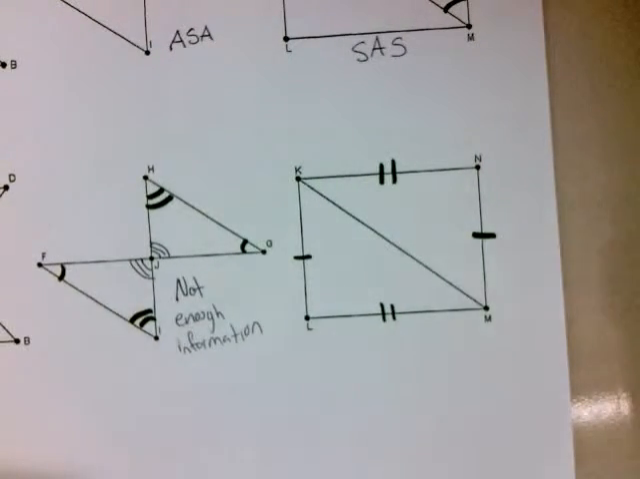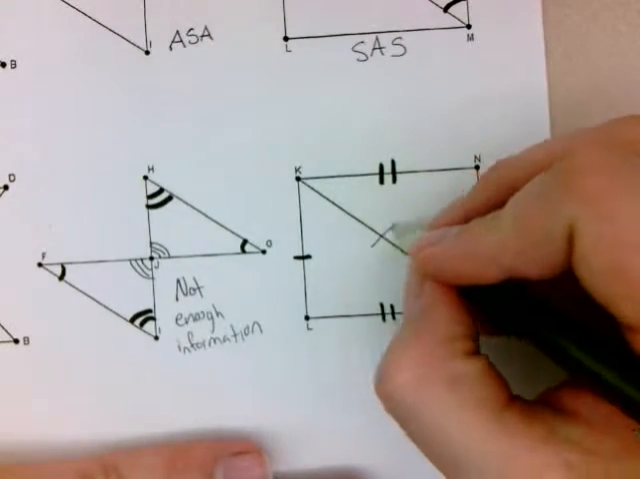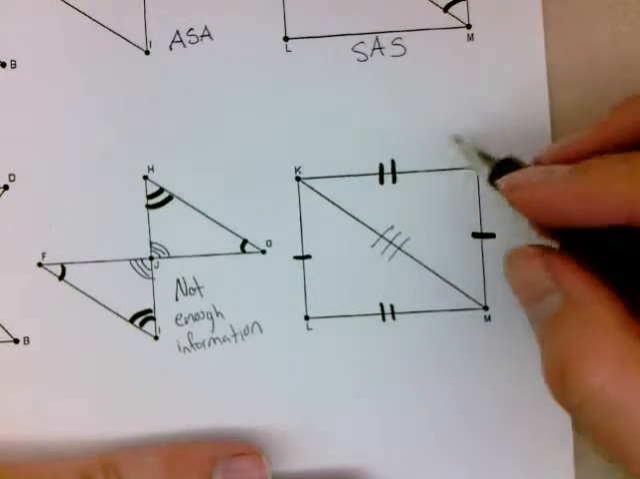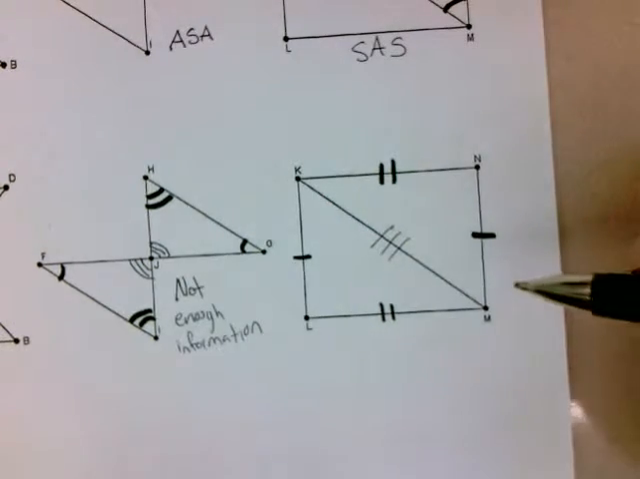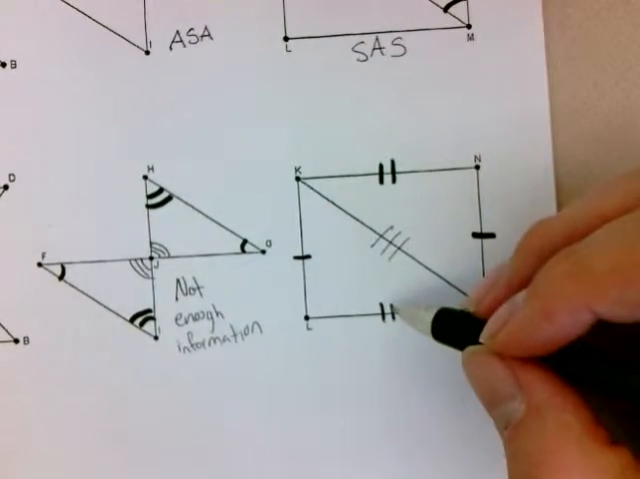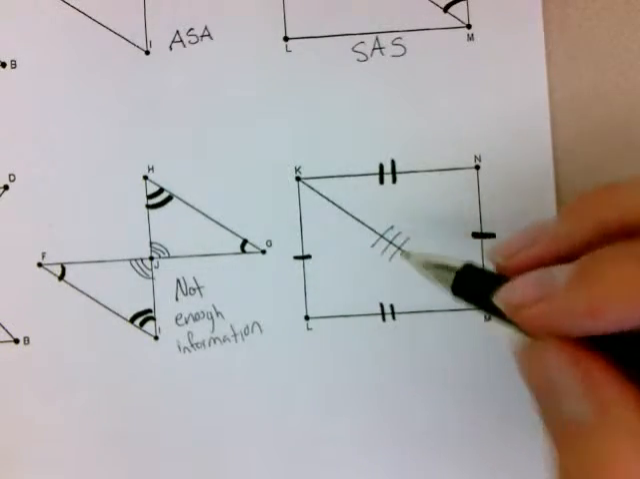This last one. All right, once again, we know the third side is congruent to itself. So we have one set, two sets, three sets of congruent sides. So we say this is congruent by side, side, side.